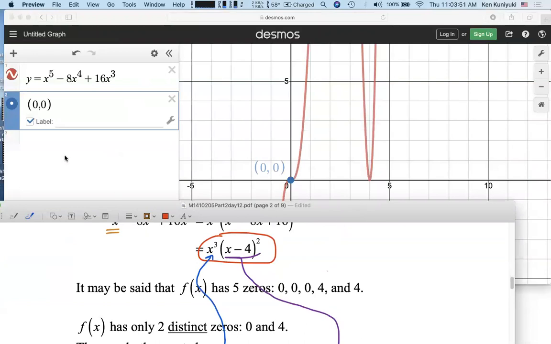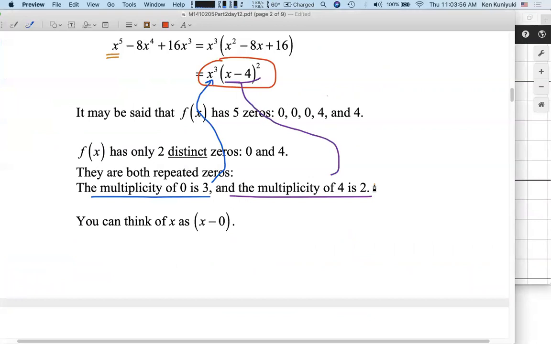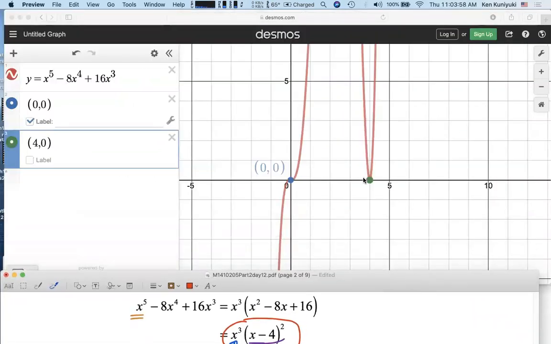Now, what about the point 4, 0? We have an x-intercept at 4, 0. The multiplicity is 2. That means we have a bounce.